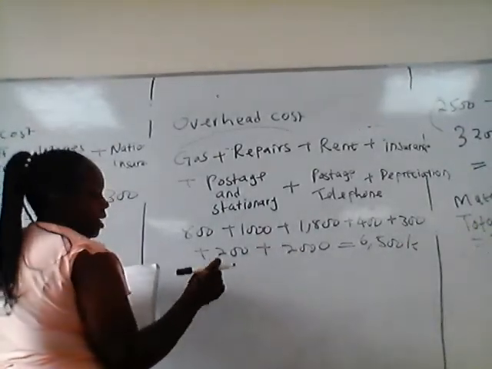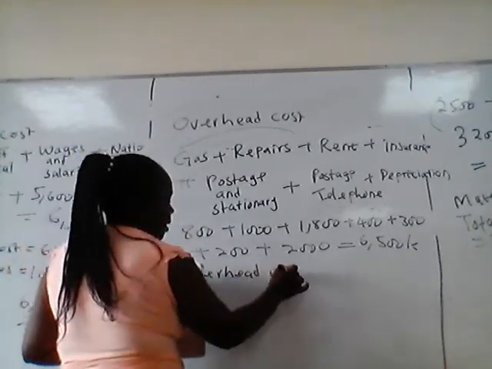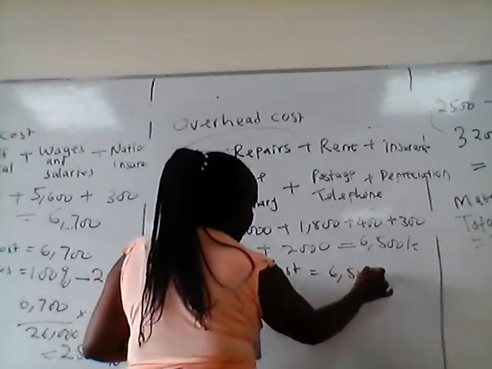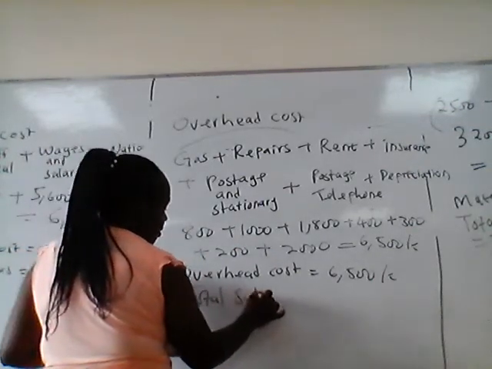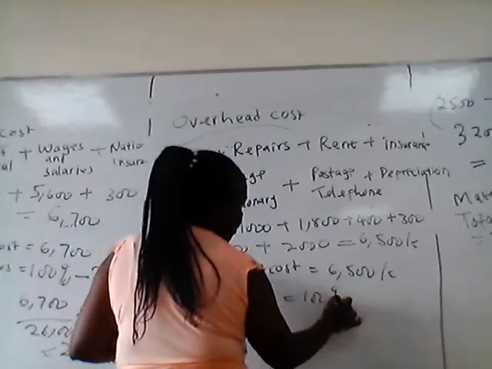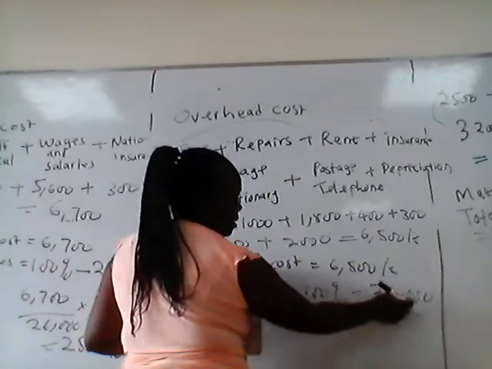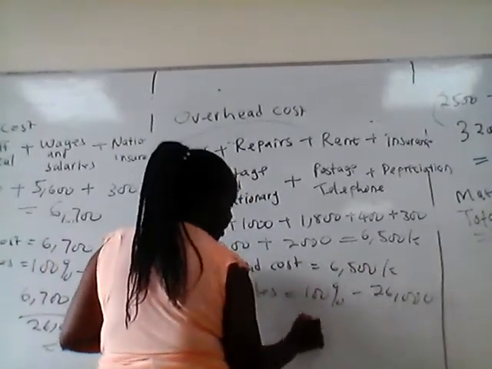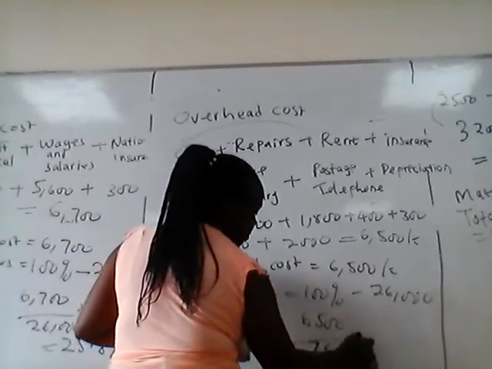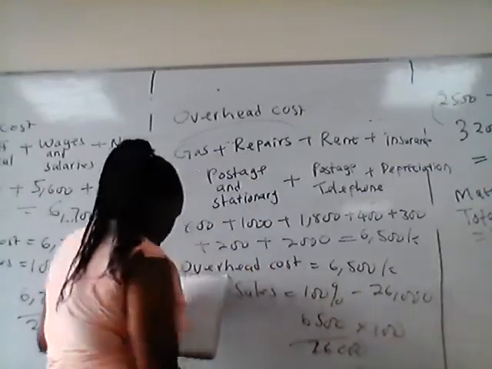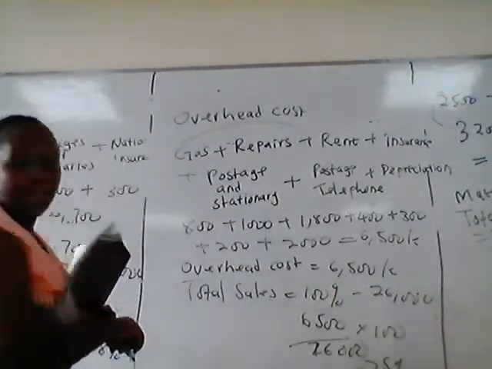Now we want to calculate it as a percentage of sales. So overhead cost is equal to 6,500, and the total sales is always 100%. So total sales is 100%, which is 26,000. So we know 100% is the same as 26,000. What about 6,500? So 6,500 over 26,000 multiplied by 100. What do we get? We'll get 25%. That is the overhead cost.